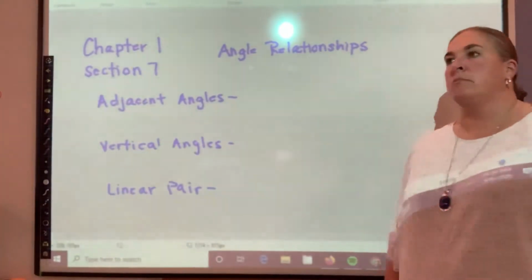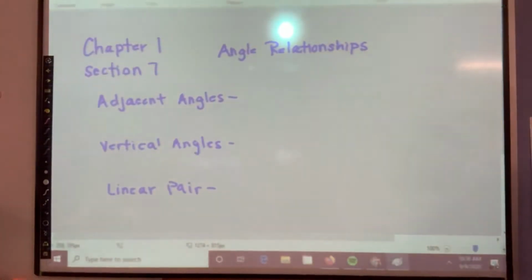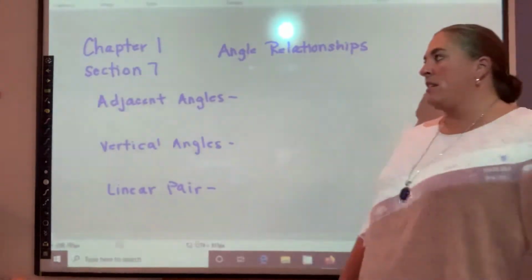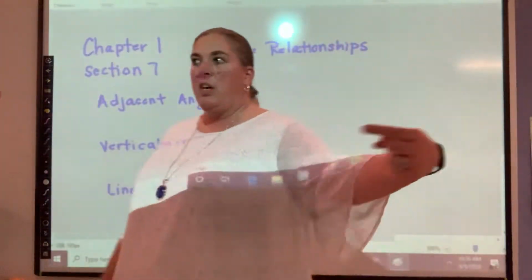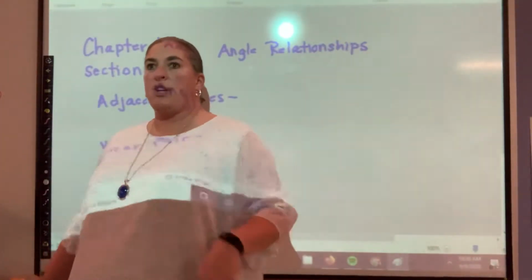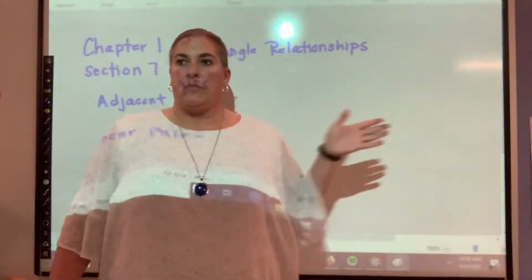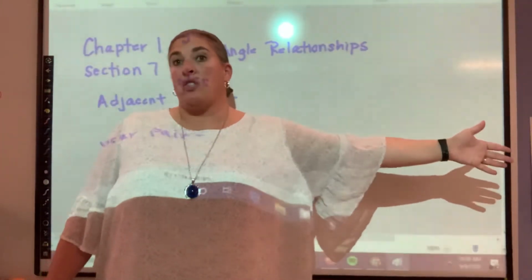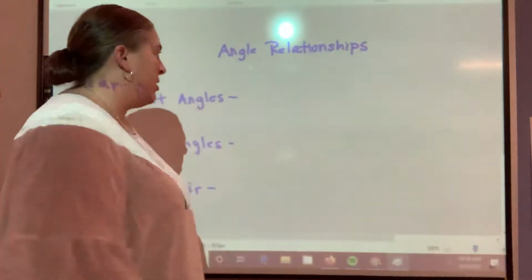Okay, so adjacent, vertical, and linear pair. We're going to talk about angle relationships. First of all, everybody in this class that's on the front row, you are adjacent with each other. What does adjacent mean? We're next to. So adjacent means two angles that are next to one another.